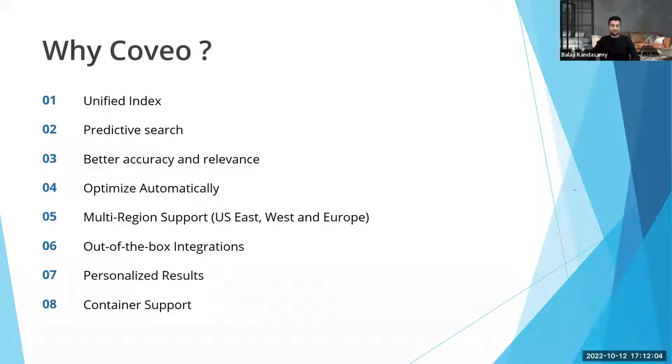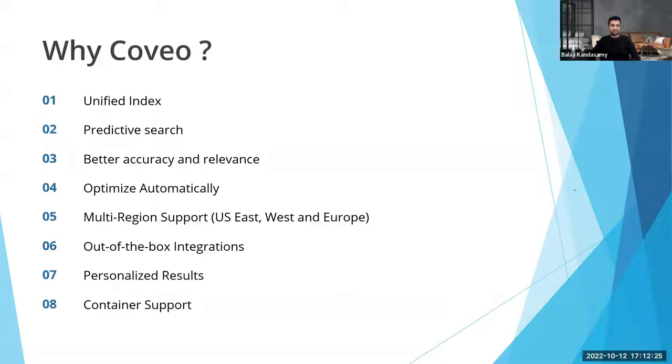So unified index is one thing. We did talk about that. Multiple sources, you can put everything in one single index and then use that. Predictive search is something common that most of the clients ask for. When you start typing in a text box, you want the results to come as a predictive search, and then it's easier for them to fill in and click.